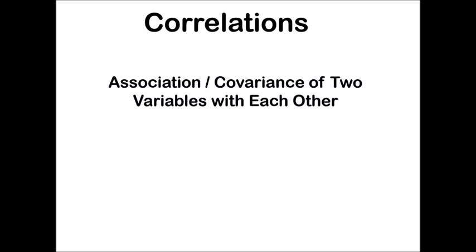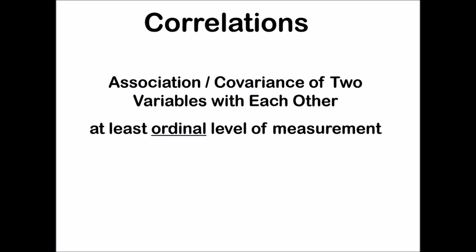Now, another way of looking at bivariate relationships is to employ correlation. And correlations relate to the association or the covariance of two variables with each other. To use correlation, the variables have to be at least at the ordinal level of measurement, since correlations involve at the very least rank order. So we couldn't use correlation analysis for nominal level data. Generally, we wouldn't use them, I should say.